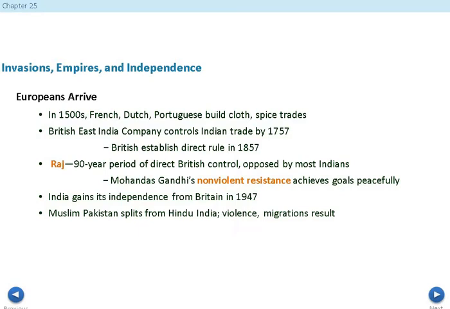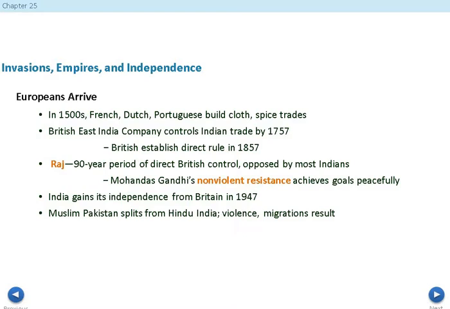But in 1857, the British are going to establish direct rule. Over the next 90-year period, you have the Raj, when the British completely dominate and completely control this area. The British control India for about 200 years, but only 90 of that is Britain having direct control.